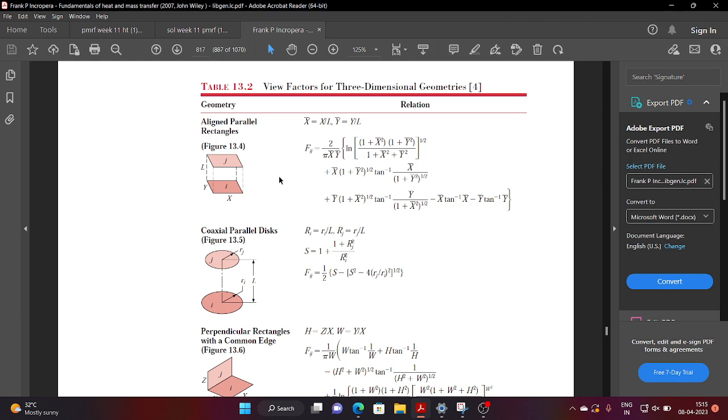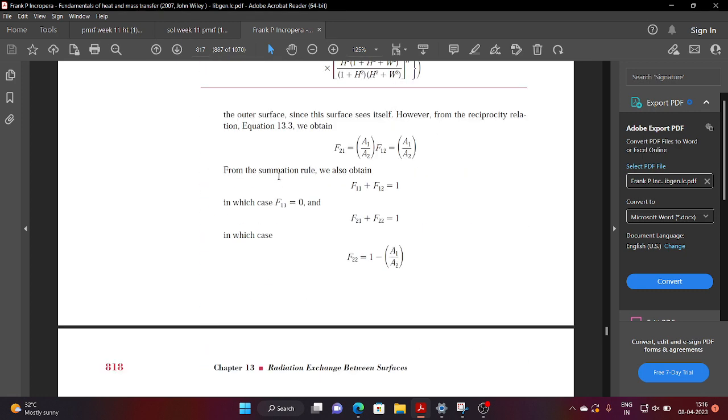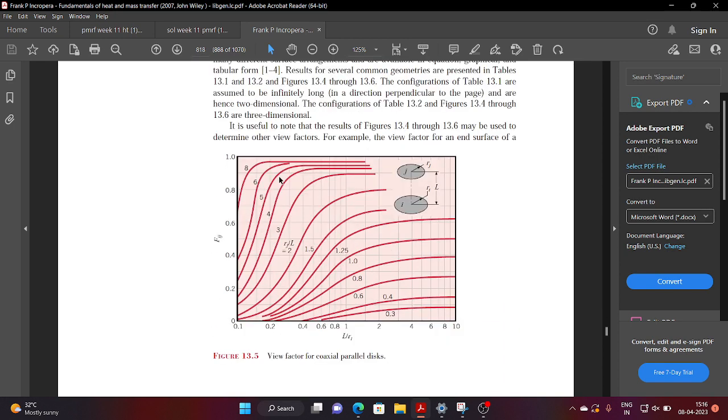In the table they have also given shape factors for two parallel discs and for perpendicular rectangular surfaces. For these they have given some empirical correlations, and then there is a graph. You can also find the shape factor between two surfaces, let's say I and J, by using the graph. Like for parallel rectangles, in Figure 13.4 of the same book they have given a graph where you can find the shape factor between two parallel planes, and using the same graph you can find the shape factor between two circular discs also.